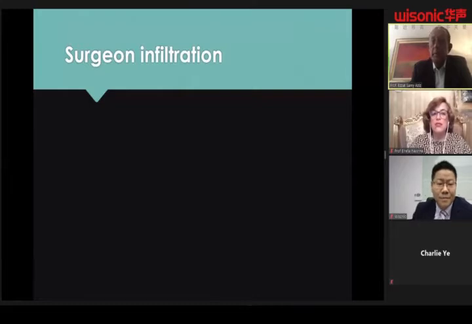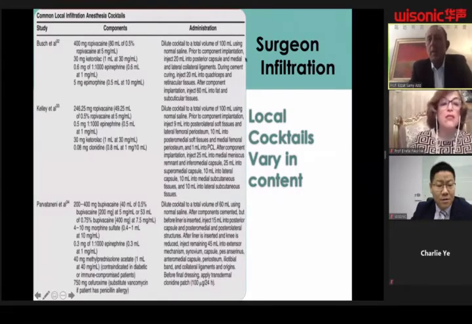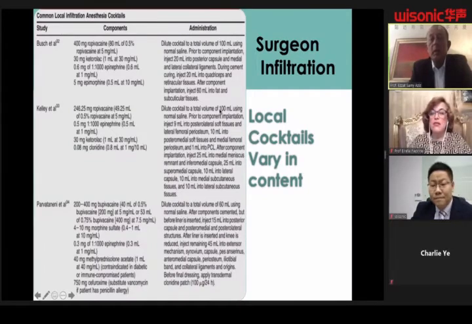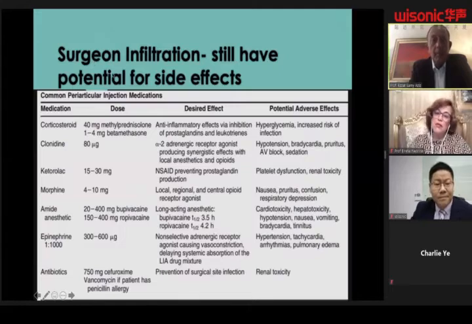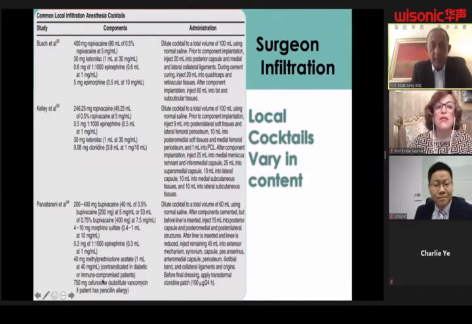So the surgeon infiltration. It has been shown that if the surgeons do local injection in the knee joints, they use about 100 mils, and other studies show a total of 60 mils. Okay, but I think most centers would use 100 mils of local anesthetic and a mixture. They use local anesthetic, ketamine, epinephrine, and epimorphine. Some centers would use ropivacaine, epinephrine, ketamine, and clonidine. And other centers would add steroids and antibiotics, okay?